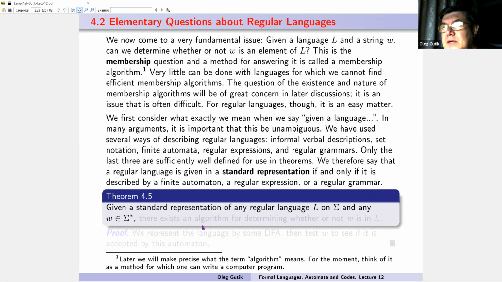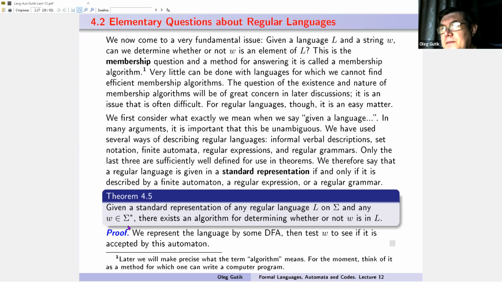Theorem. Given a standard representation of any regular language L on alphabet sigma and any word W in sigma star, there is an algorithm for determining whether or not the word W is in the language L. Proof. We represent the language by some deterministic finite acceptor, then test W to see if it is accepted by this automaton. This completes the proof.